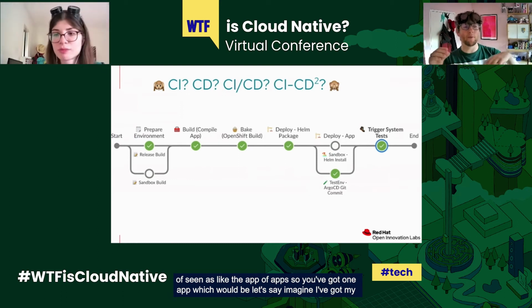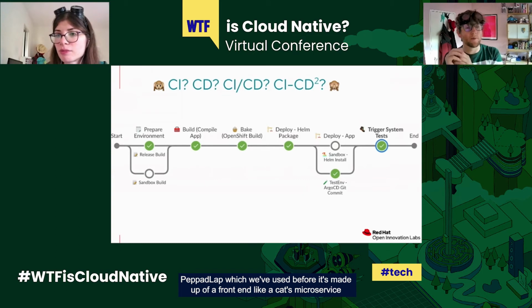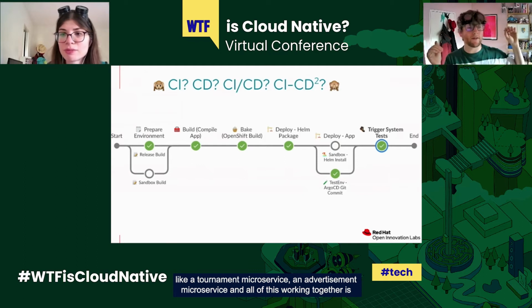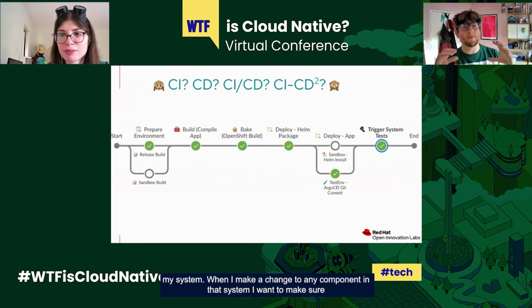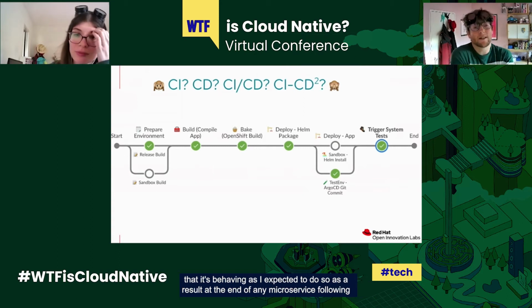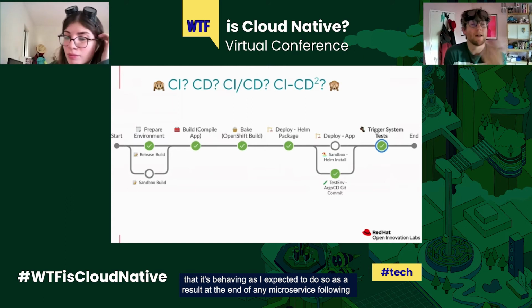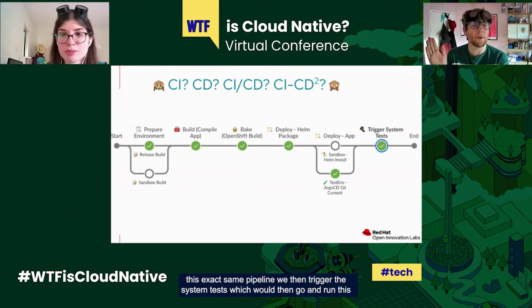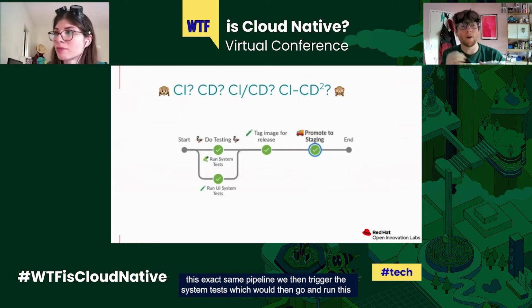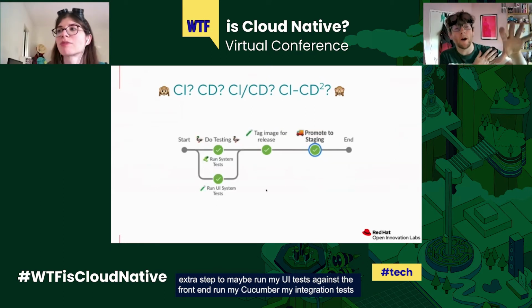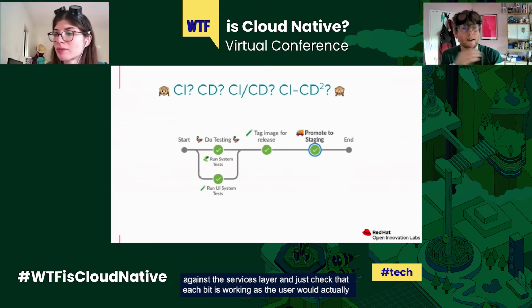So you've got one app, which would be, let's say, imagine I've got my Pepaddle app, which we've used before. It's made up of a front end, a cats microservice, a tournament microservice, an advertisement microservice. Imagine all of this working together is my system. When I make a change to any component in that system, I want to make sure that it's behaving as I expect it to do. So as a result, at the end of any microservice following this exact same pipeline, we then trigger the system tests, which would run this extra step to run my UI tests against the front end, run my Cucumber integration tests against the services layer, and check that each bit is working as the user would actually interact with the app.